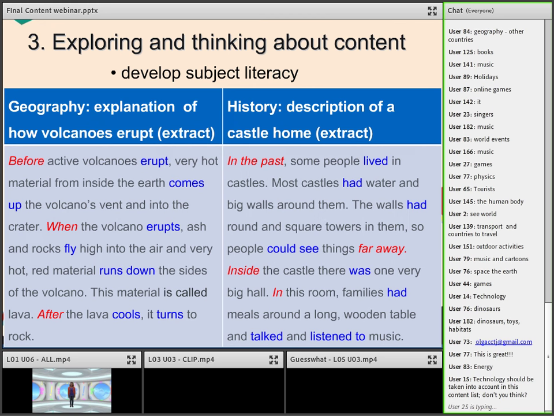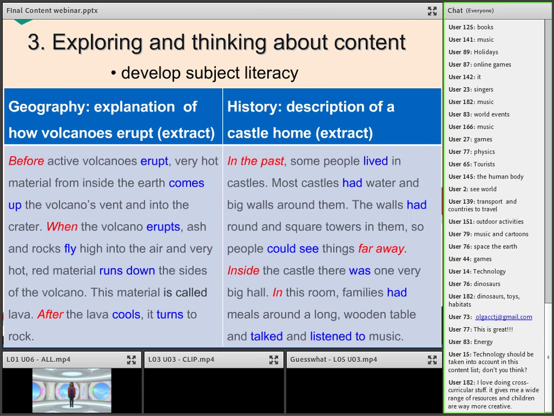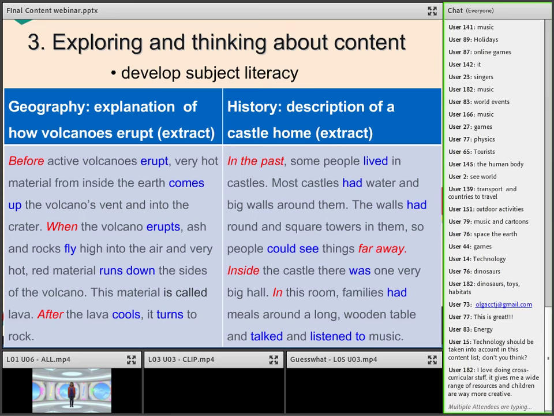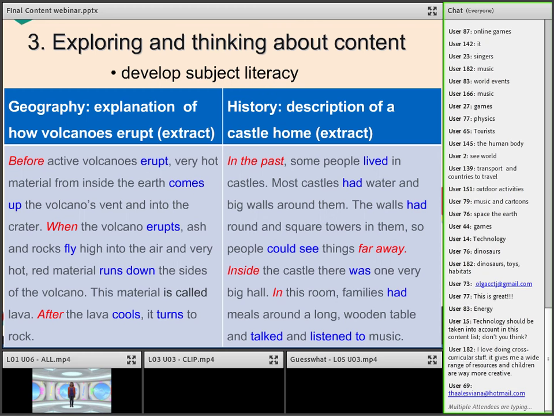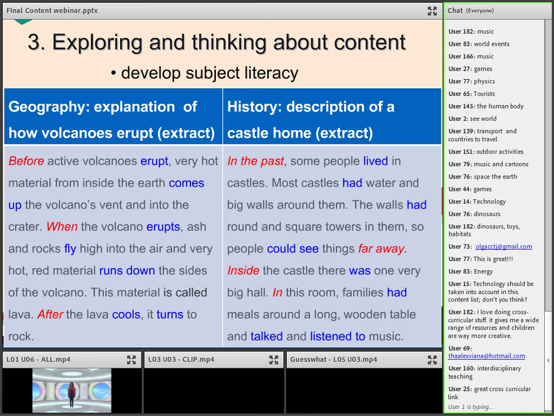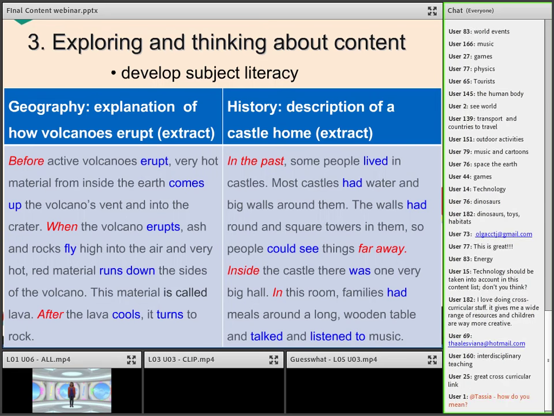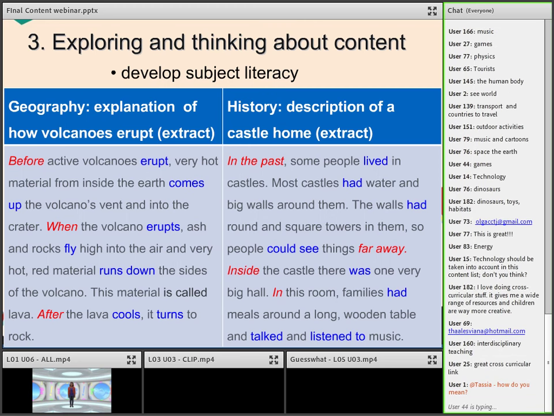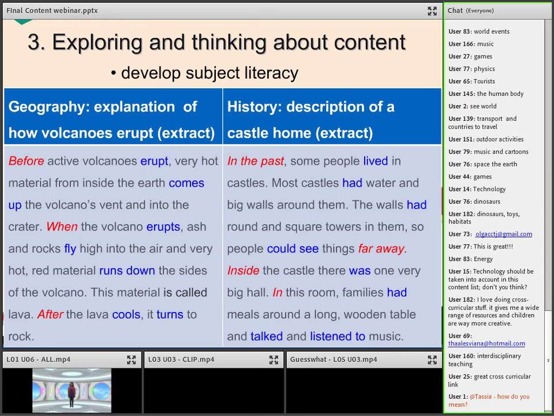However, we can also encourage learners to explore and think about content by giving them short texts to read, especially at upper primary levels. Here are two extracts from texts for older pupils. The first extract on the right is from geography. It's an explanation of how a volcano erupts. The second extract on the right is from history.